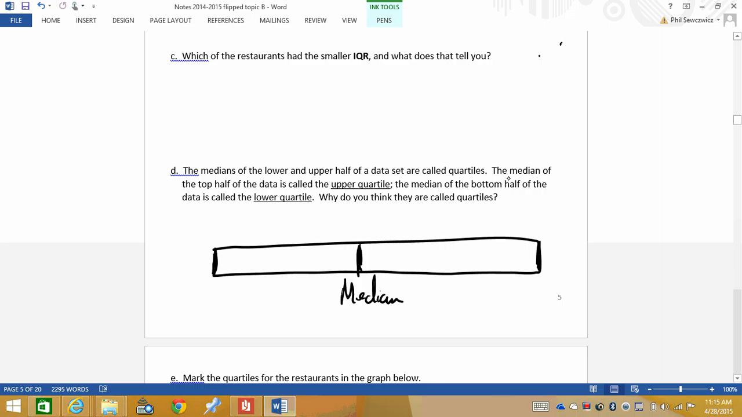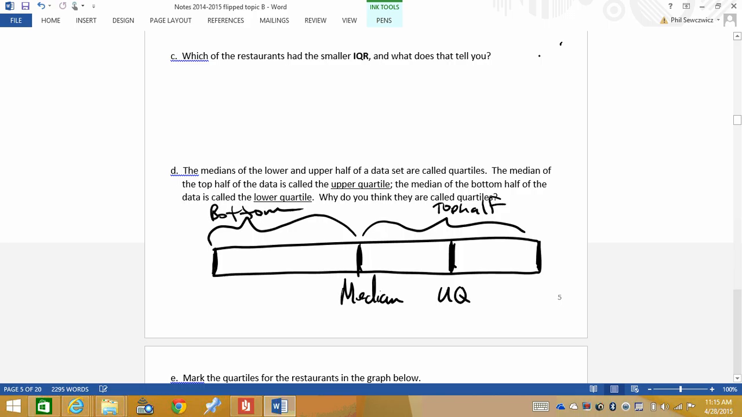Now, it says the median of the top half. So from here to here, this is our top half of information. If you take the median between these two, that would be something right around there. This is what we call the upper quartile. I'm going to call it the UQ for right now. And this is the median of the bottom half of the data. So if we go from our median down to the bottom, this is your bottom half. If we take the median of those, that'd be right around in there. This is our lower quartile, or in other words, our LQ.